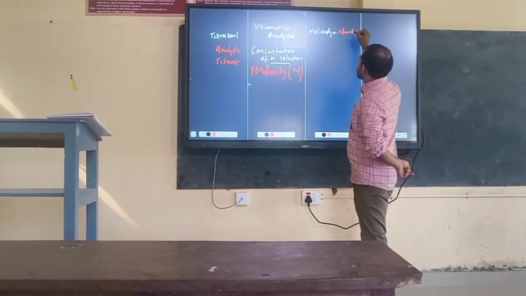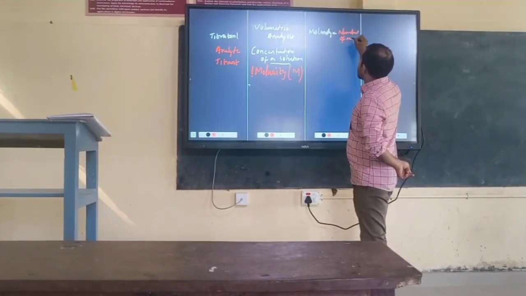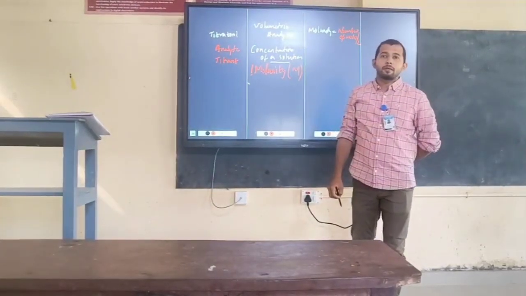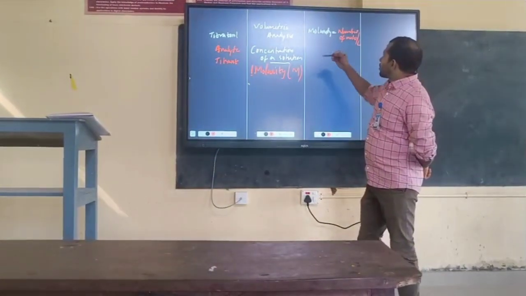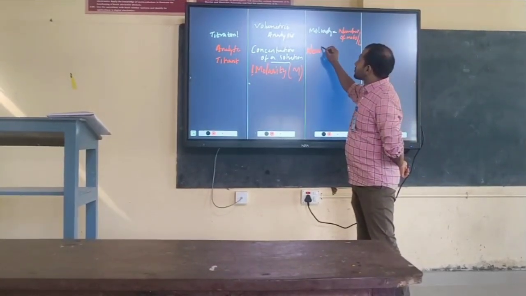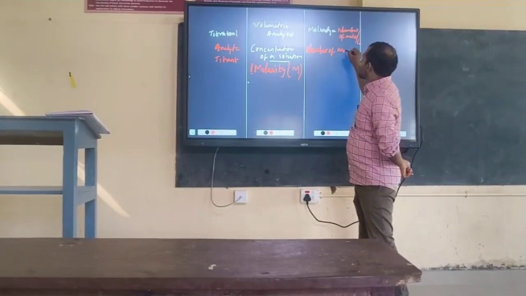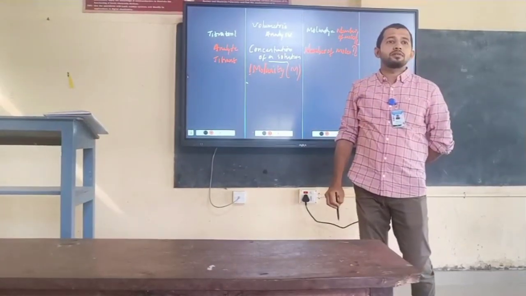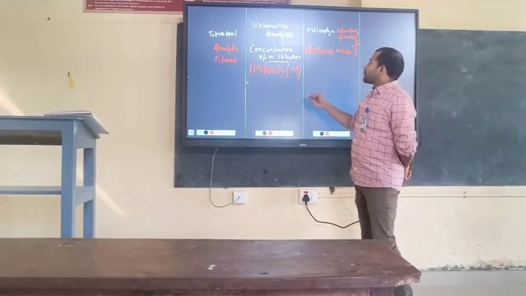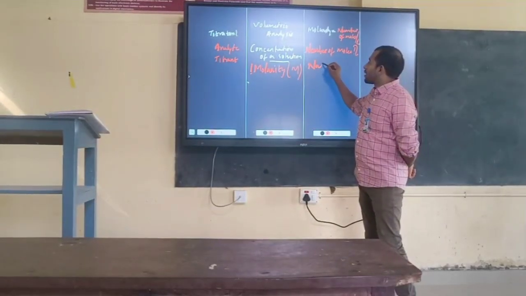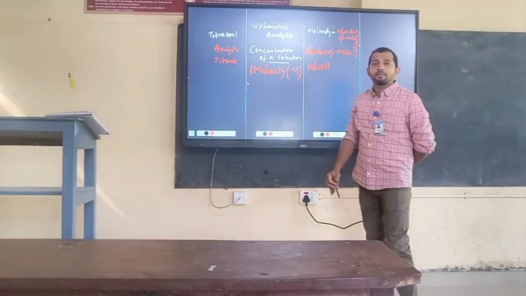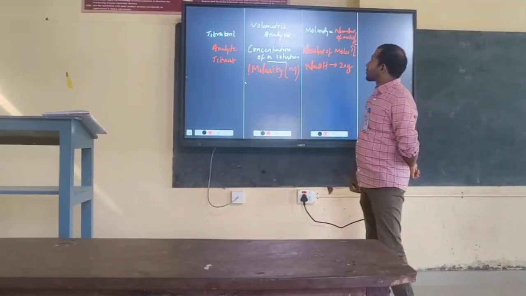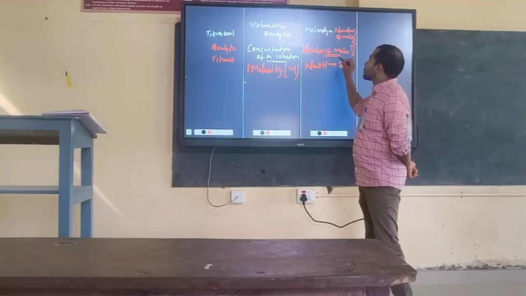number of moles per liter. Number of moles per liter. So, what is number of moles? How to calculate the number of moles of a substance? Given mass by molar mass. See, if we have NaOH, sodium hydroxide, say we have 20 gram of sodium hydroxide. How to calculate the number of moles of sodium hydroxide?